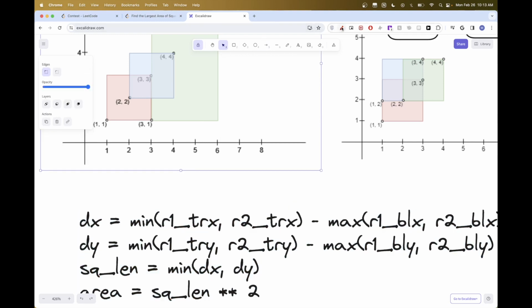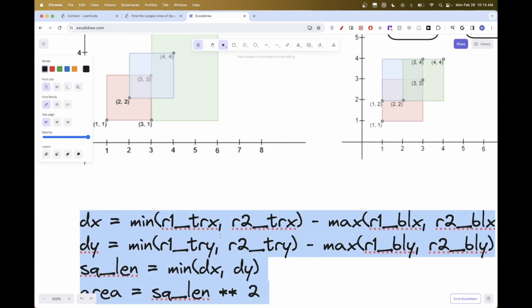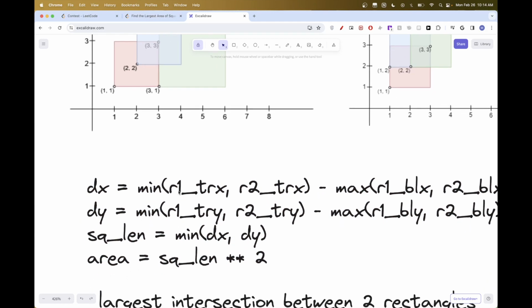So that's the idea of taking the min of dx and dy as the square length. But then to find dx and dy, so the intersection on the x and the intersection on y, well, for the intersection on x, we only need to take the minimum position between this one and this one, and compare. So we take the minimum between their top right corner, and we take the max between their bottom left corner, right? Because the intersection is going to happen between the max bottom left corner and the minimum top right corner between the two, right? And so that's what we take here for dx, and we do a similar thing for dy, okay? And that's pretty much it. That's the whole idea. So let's code it up.